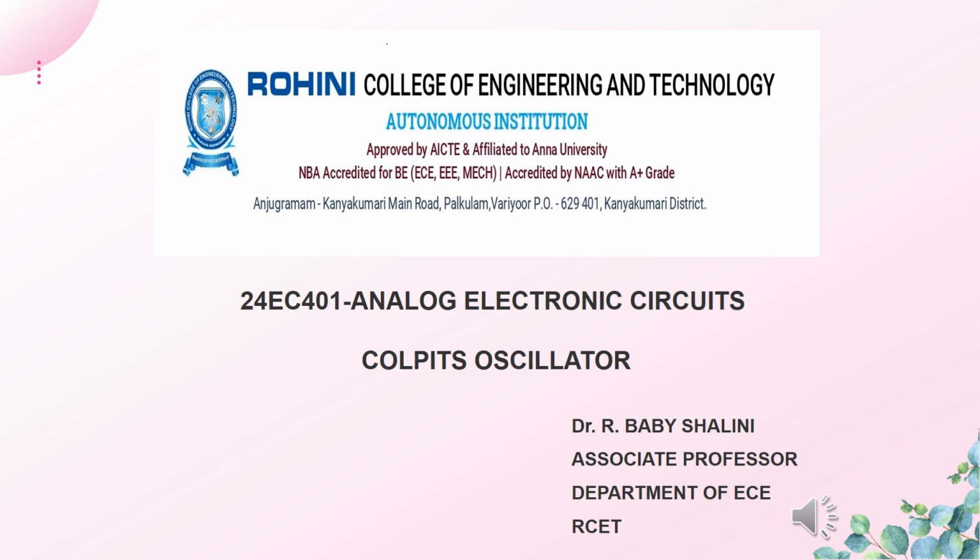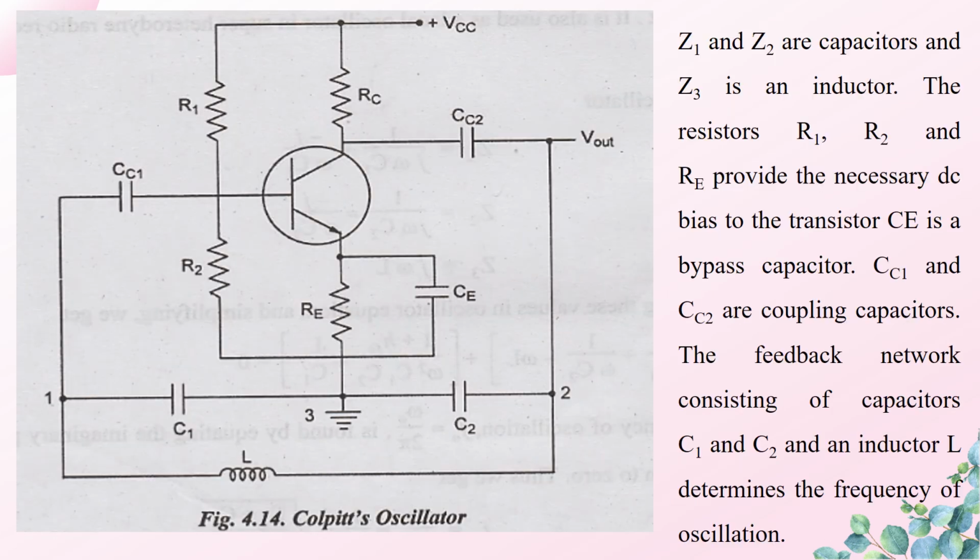In this video, we are going to see about the Colpitts Oscillator. The Colpitts oscillator is also an LC oscillator like the Hartley oscillator. So the Colpitts oscillator consists of two capacitances and one inductor in the tank circuit. Let Z1 and Z2 be capacitors and Z3 be an inductor.